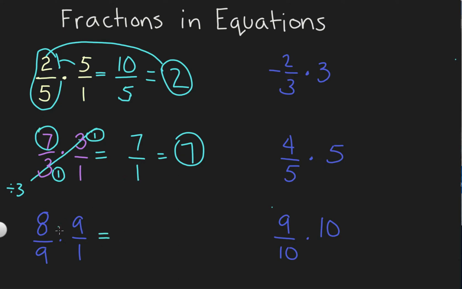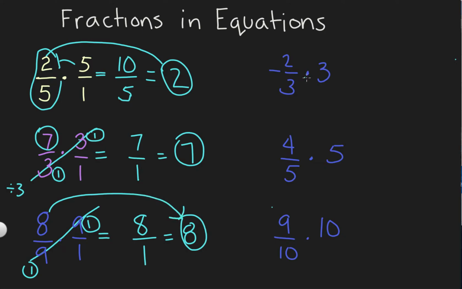So hopefully you're starting to see the pattern. We can divide on the diagonal, making this 1 and 1. 8 times 1 gives me 8. 1 times 1 gives me 1, and we're left with 8. So you recognize that you can multiply a fraction by its denominator, and what you're left with is the numerator. So we can skip this part if we know that, because negative 2/3 times 3 will just be equal to the numerator. 4/5 times 5 will be equal to 4, and 9/10 times 10 is equal to 9.